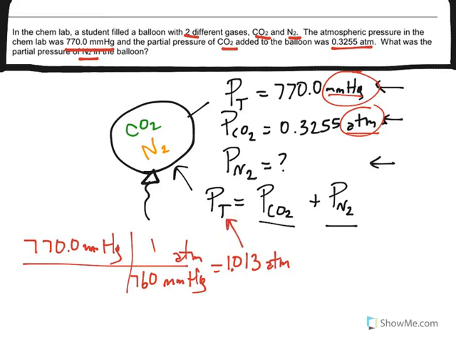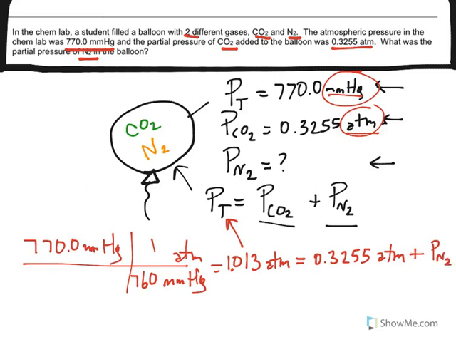So we know that this is the total pressure. So we know that 1.013 atmosphere is equal to 0.3255 atmosphere plus the partial pressure of nitrogen. So we just have to solve.